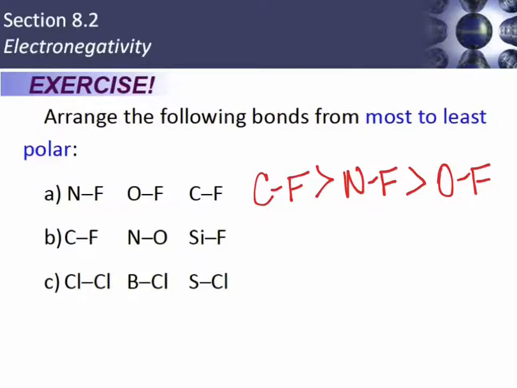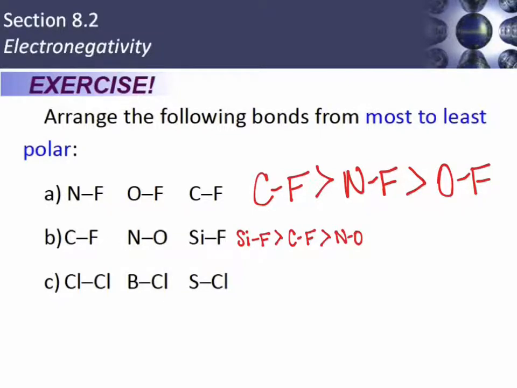Those are all looking at fluorine compared to fluorine. Let's look at some other ones that are really different. Which one here would be the most polar, looking at the periodic table? Silicon and fluorine is greater than, which would be next? Carbon fluorine. And next would be NO.